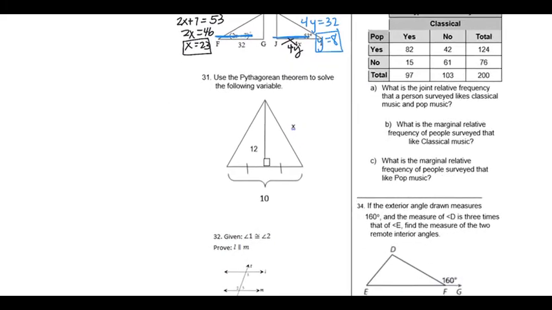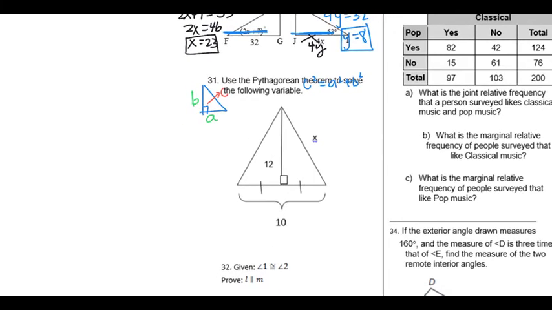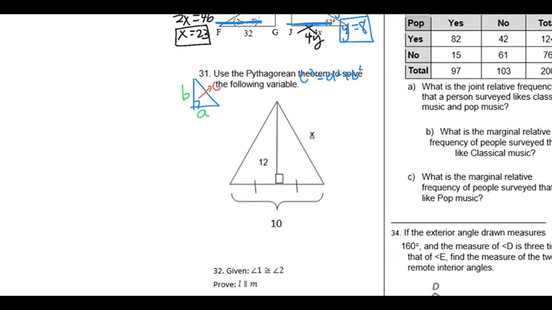Number 31. On number 31, you're going to need the Pythagorean Theorem, which says that c squared is equal to a squared plus b squared, which means we're going to need a right triangle somewhere. Across from the right angle is our C side, that's our C. And on the two other legs are A and B. Okay, so I'm going to end up using this triangle here, since this triangle has the x in it.